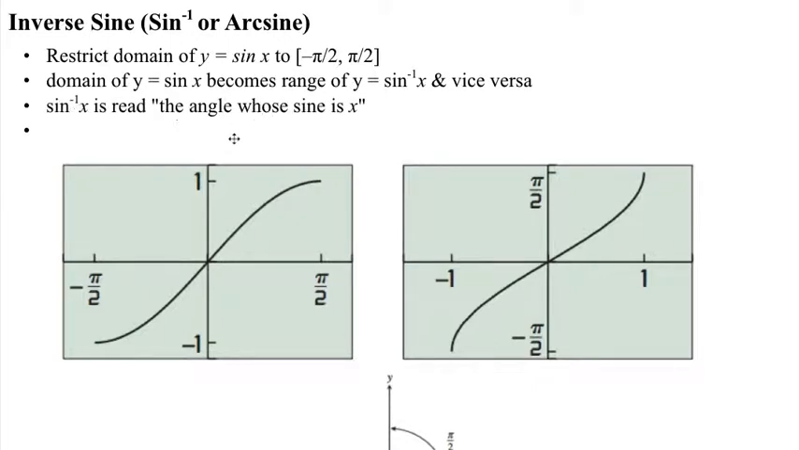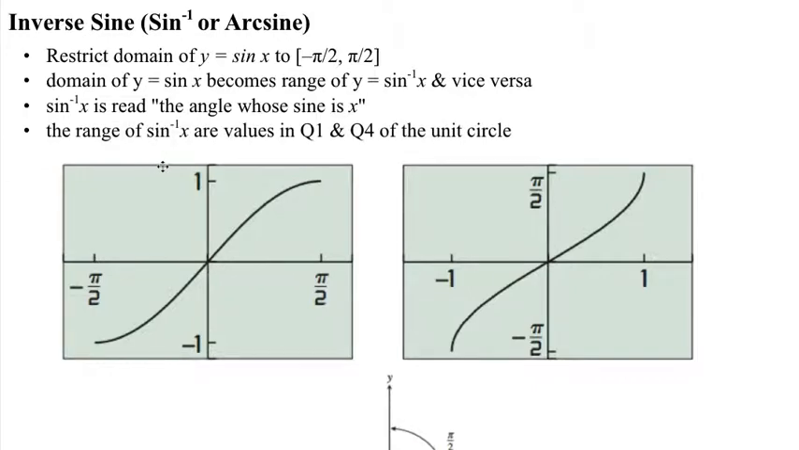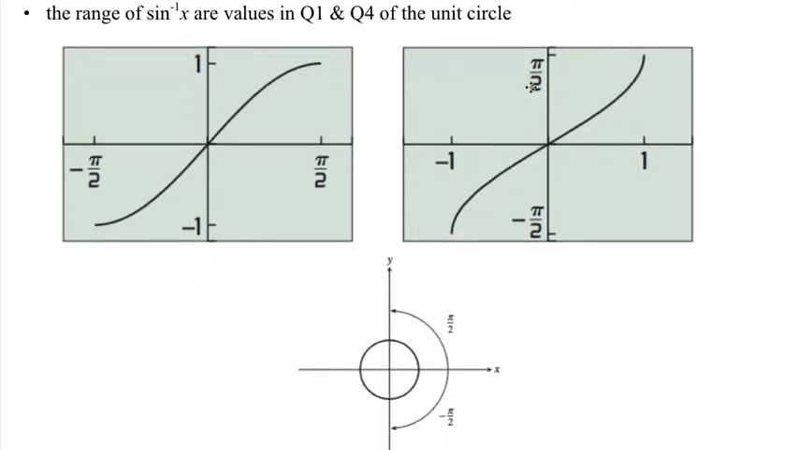Both are functions, and the second one is read as the angle whose sine is. Whenever we're doing the inverse sine, we're looking for an angle as an output. So we're putting a ratio or a number in for x, and we're getting out an angle measure, usually in radians. The range of the inverse sine consists of values in quadrants 1 and 4. We said from -pi/2 to pi/2 is our range, so you can think of that as being in quadrant 1 or quadrant 4. It does include the values on the axis. The pi/2 and the -pi/2 are included in the range.